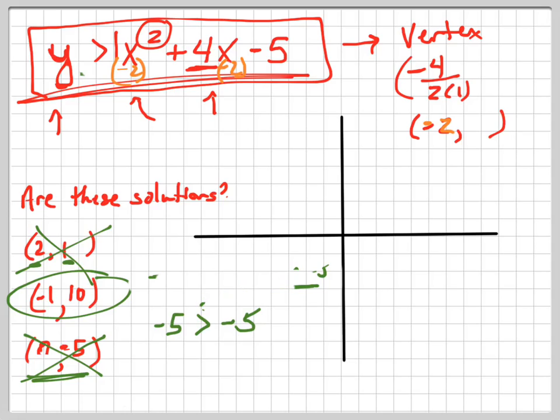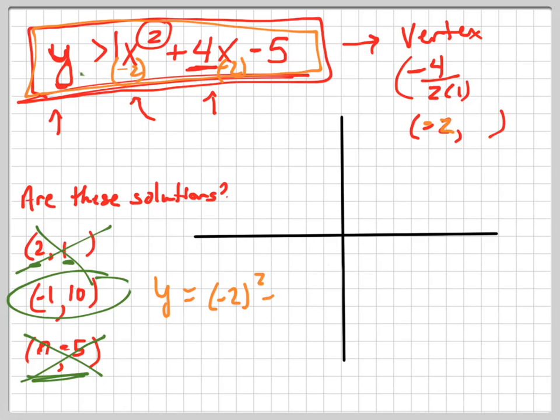Let me make some room here. We're going to solve. Now you might wonder why I'm turning this into an equation now. Well, because I'm concerned right now with the line. I want to find out what the line looks like. It's like the borderline for that relationship between x and y. So I'm going to plug in negative 2 for x.